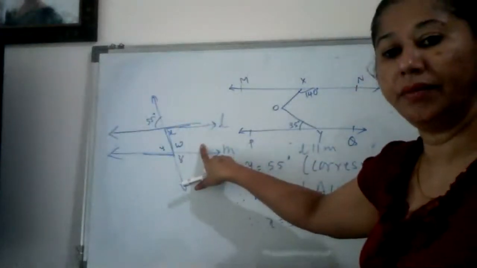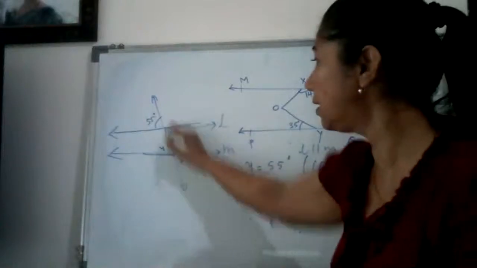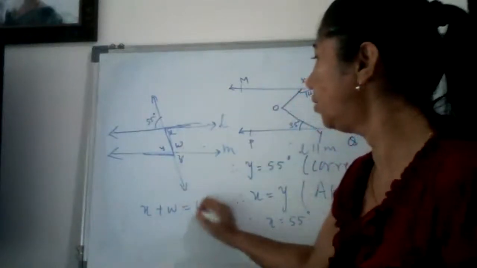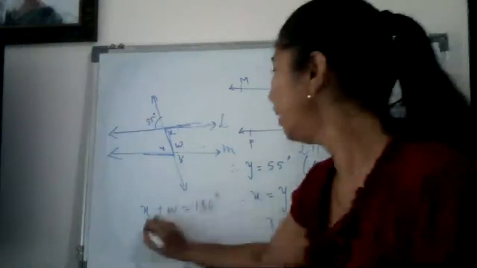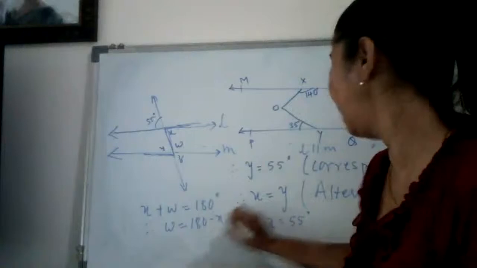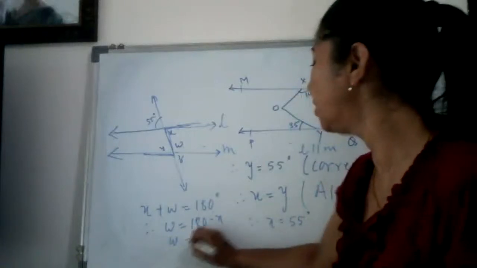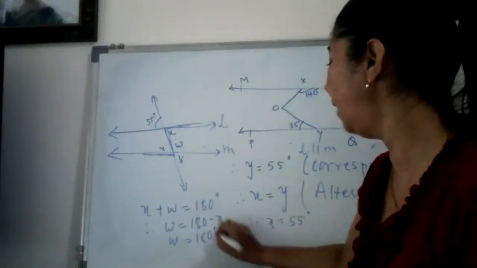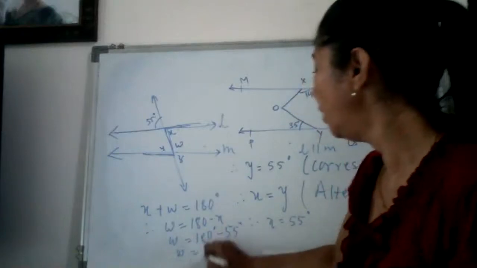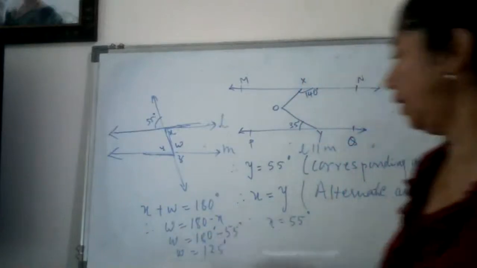X and w क्या है? Right? Look at inside it, an interior angle. So x plus w is equal to 180 degrees, and therefore w is equal to 180 minus x. इस तरफ गया तो, और x कितना है हमारा? 55. So 180 minus 55. How much it is? 125. Am I right? It is 125 degrees.